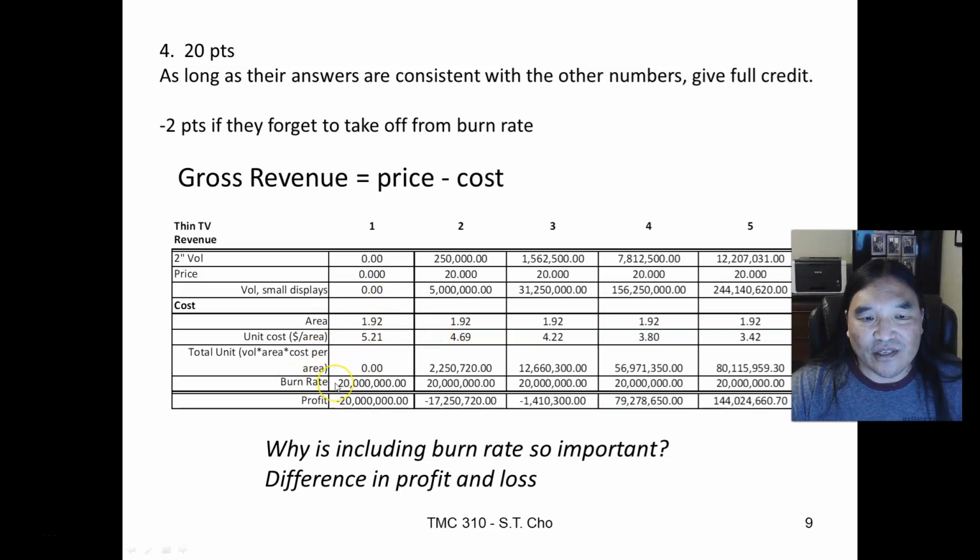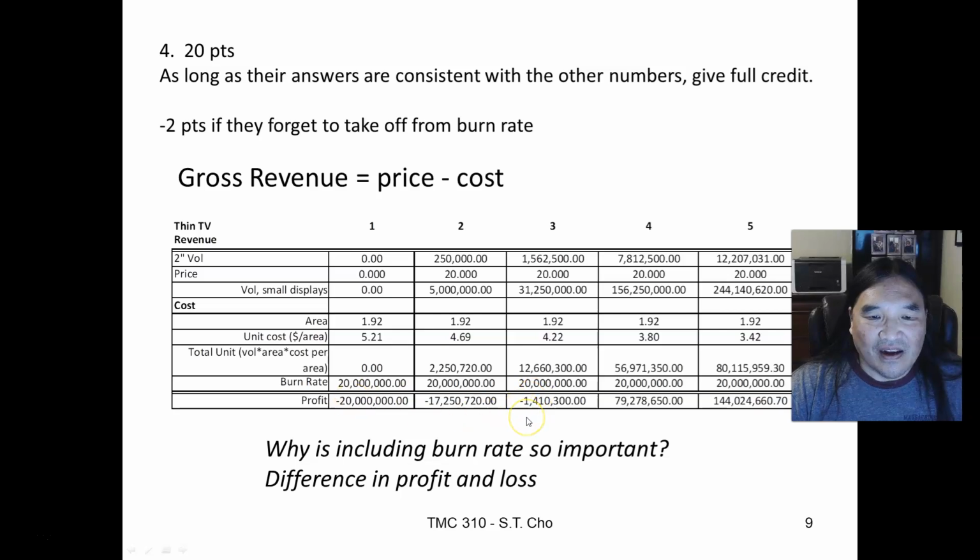But also I have to subtract out the burn rate. It tells you in it you're spending $20 million a year, and that's your overhead. And that's what corporate costs pretty much come down to, not including taxes and stuff like that, which I didn't ask you to do. And so what you find out for 2-inch, you can make a lot of money, but you're going to get hit in the beginning.